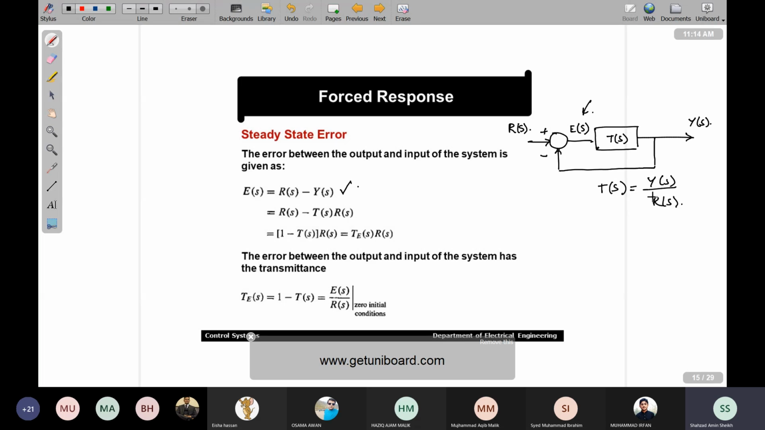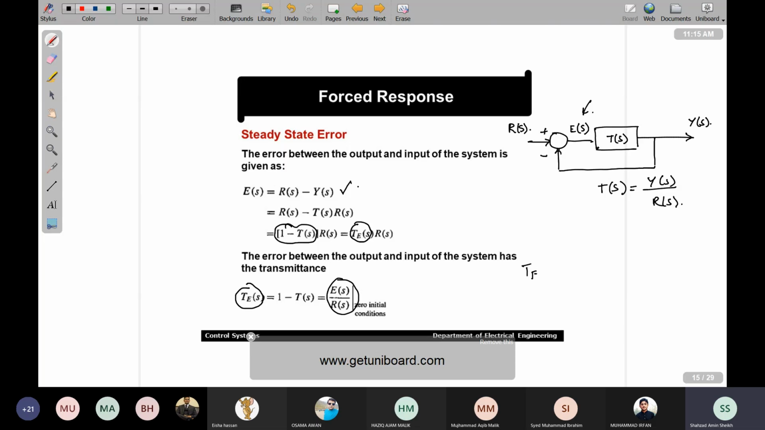And as a result of that, you can replace that Y(s) with T(s)R(s), and finally you will end up with 1 minus T(s) into R(s), and that's equal to नई term हम एक introduce कर रहे हैं, that is T_E(s), which is nothing but 1 minus T(s). So the error between the output and input of the system has got the transmittance. It is 1 minus T(s), which is in fact E(s) divided by R(s). Of course, zero initial condition पे ये transfer function जो है ये आपको मिलेगा. And now this would be called as a T_E(s).